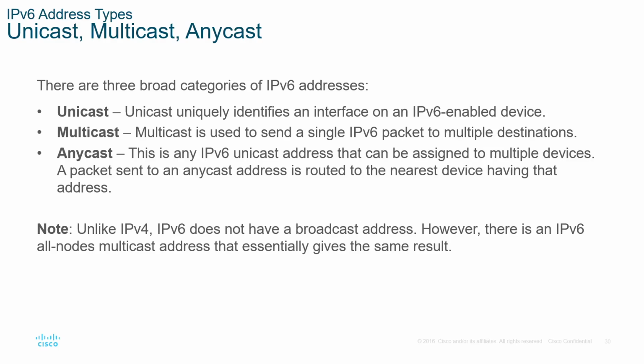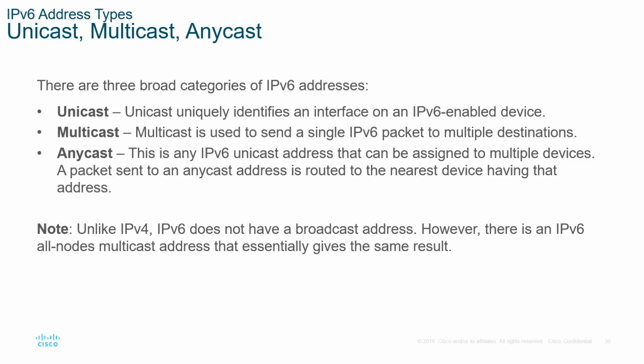Now, unicast is just the same as in IPv4. It's basically a message that uniquely identifies an interface on an IPv6 enabled device. If you want to send a message from one machine to another machine, you're most likely going to use a unicast message. We also have the multicast message, which is basically a message sent as a single packet to multiple destinations, similar to what we have in IPv4.